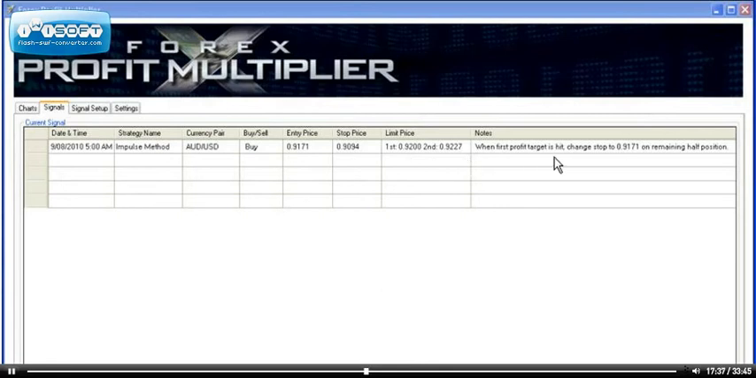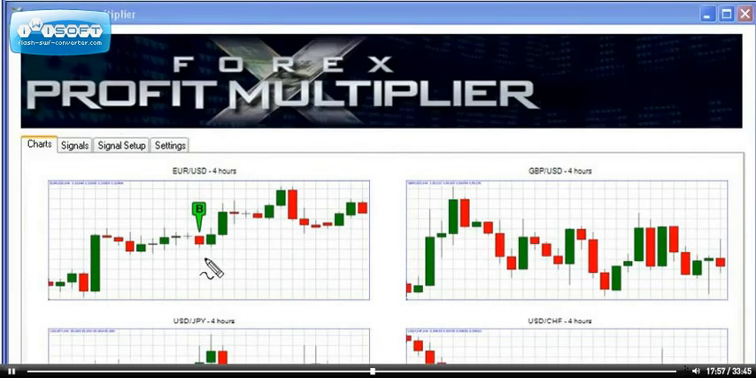And again, when first profit target is hit, change the stop to the entry price on the remaining half position, a free trade situation. Again, we give the trade a little room initially, but then we tighten up that stop very quickly. Okay, let's look at these charts in a little bit more detail. Okay, now I'm going to go through a bar-by-bar trade dissection on these examples.